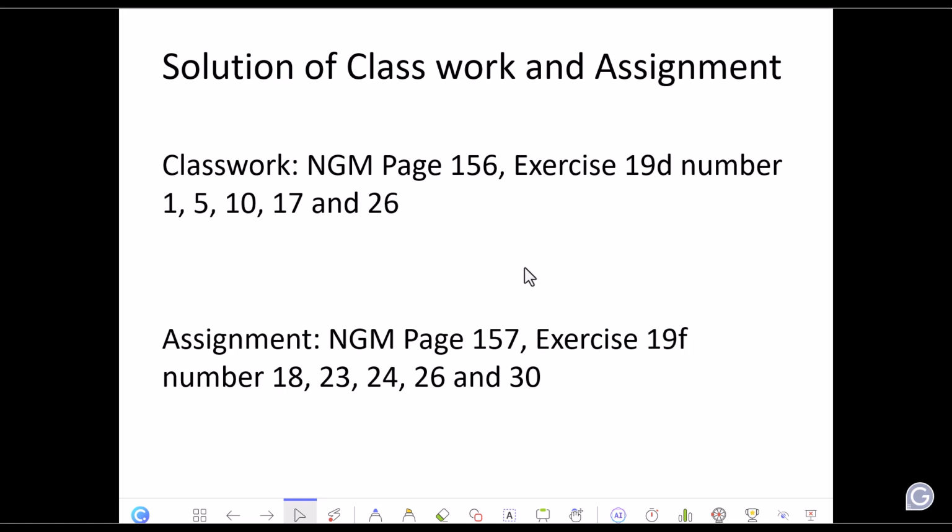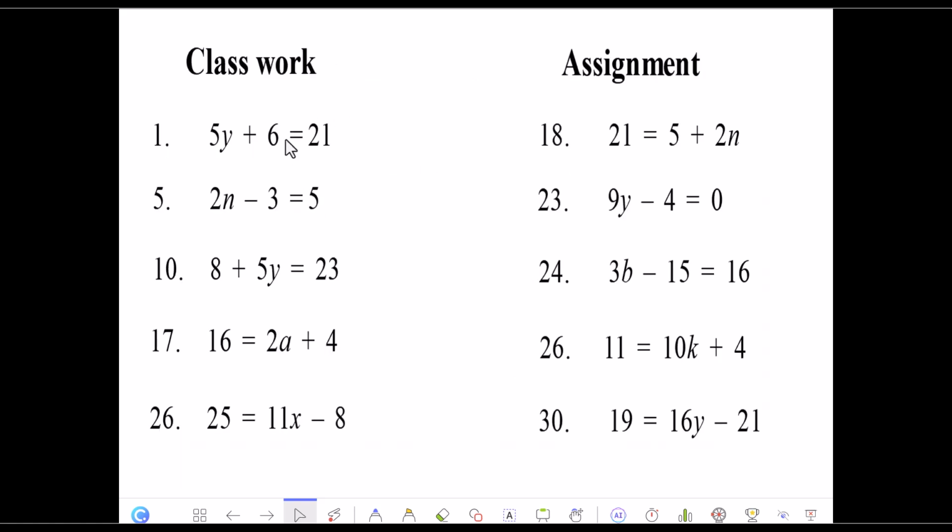All right, so by the time you go through these questions in your textbook, you will see that there are so many questions. So we just pick these five for classwork on this exercise and these five for assignment on this exercise. So you have more questions to pick on your own. Now, these are the questions. I've already typed them out in the slide. So let's solve them together as we did in class.